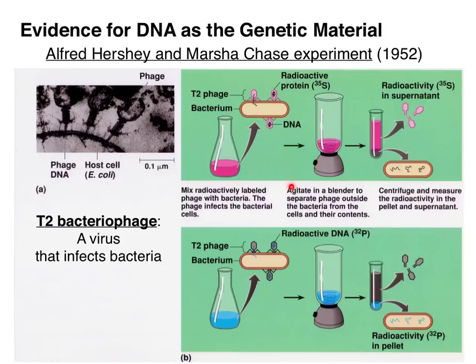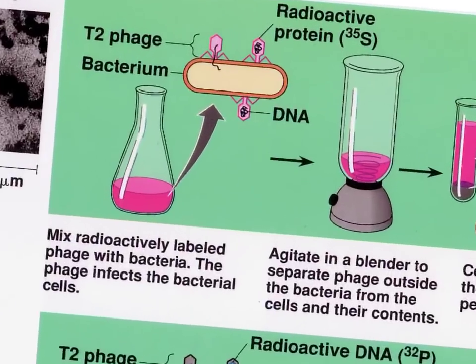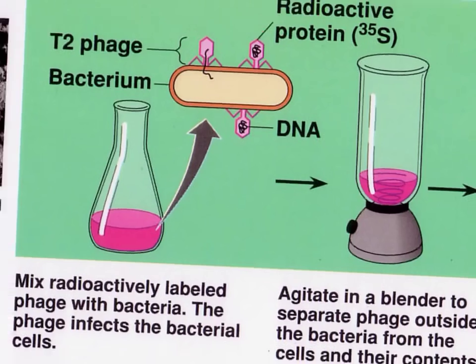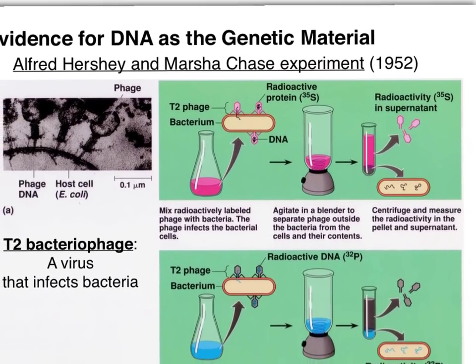In the first part of the experiment, they labeled the protein coat of the virus with radioactive sulfur. So because viruses are only composed of two types of biological molecules, protein and nucleic acid, it turns out that the outside of the virus is composed of a protein coat, while the inside of the virus is composed of the nucleic acid. So Hershey and Chase labeled the outside protein coat with radioactive sulfur. They then allowed the viruses to do their thing.